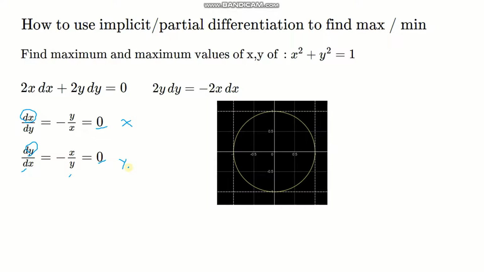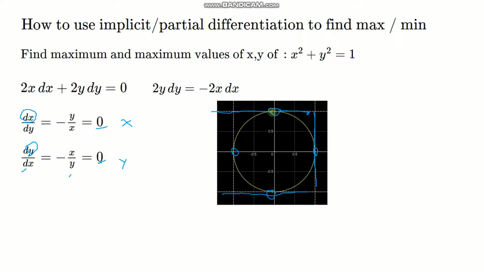So here is the graph of our unit circle. Dx over dy equals 0 refers to the line that is parallel to the y-axis. By that, we will find the x maximum or minimum value. For dy over dx equals 0, that refers to the lines that are parallel to the x-axis. That's why, by that, we will find the maximum value of y.